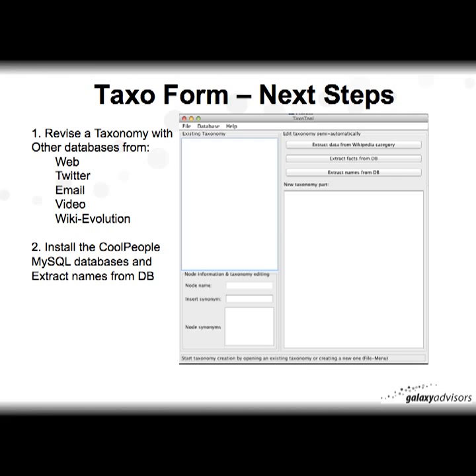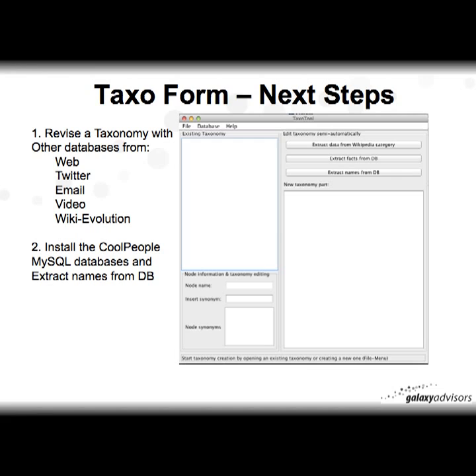So in conclusion, the next steps could be to revise a taxonomy with other databases. I could have searched the web for telehealth, telemedicine, and so on, and done similar searches for Twitter. If I had a particular email group using telecare or telemedicine that I was involved with, I could subset that email and just search on those terms. I could search a video on telecare, telehealth, telemedicine, and so on, and use that database to further refine my taxonomy. And you could use Wiki Evolution to further refine it for other articles in Wikipedia.